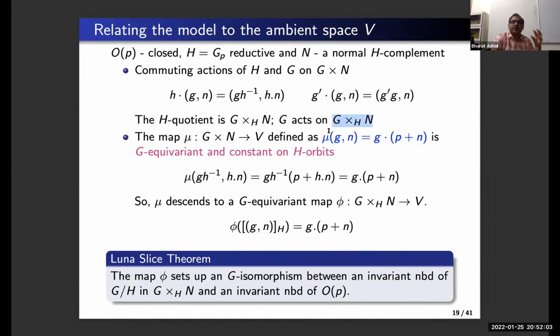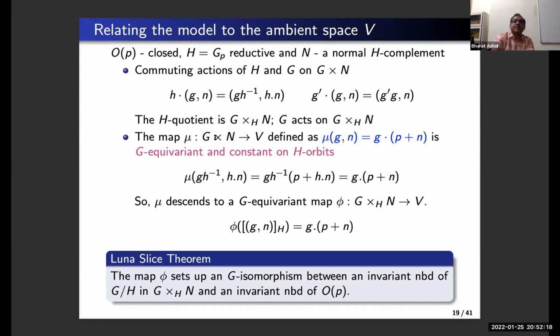And let's now embed this synthetic abstract model into the ambient vector space. This is done by the map mu. Right now I'm defining it from the full G × N.